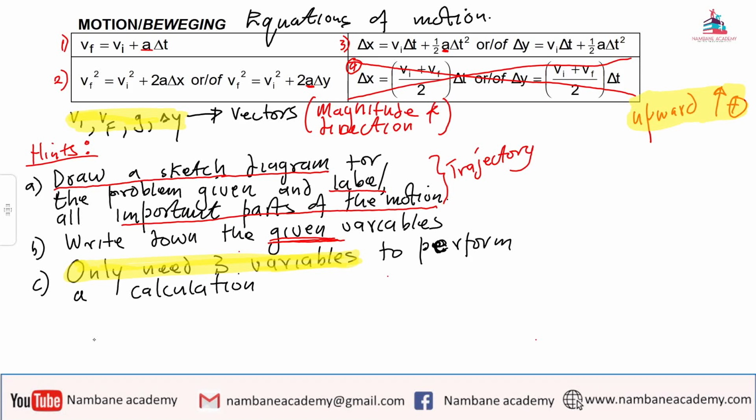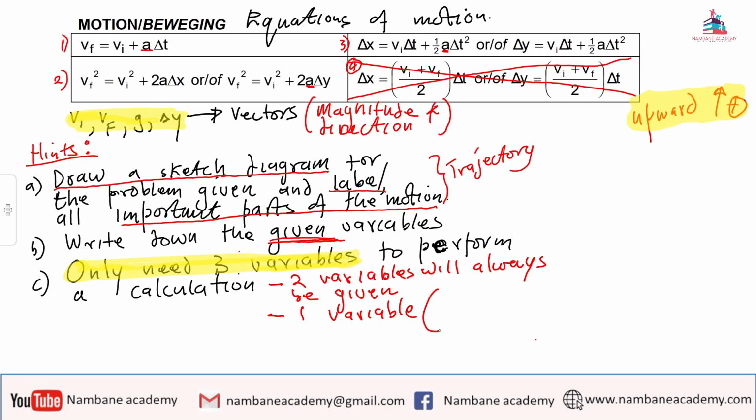Why? Because two variables will always be given. Two will be given, 100%. It should be clear and straightforward. So if you can get that from the statement, it means now we need one variable. So where is this one variable? I'm going to highlight it and change the color to purple for the purpose of emphasis. This one variable is hidden. It is there, but it is hidden.